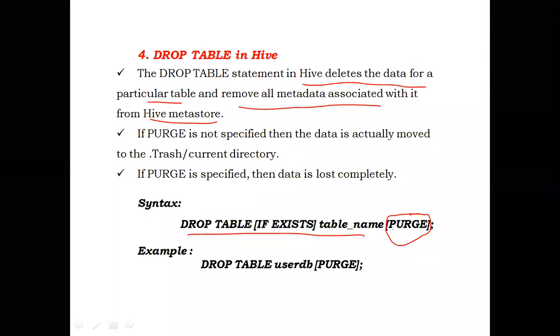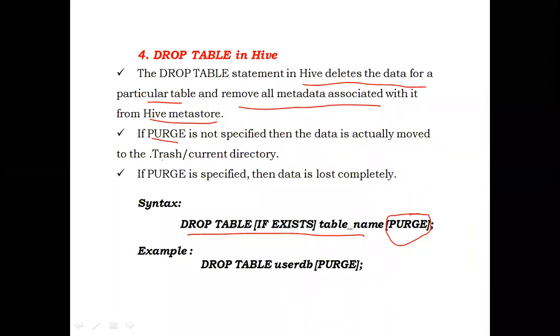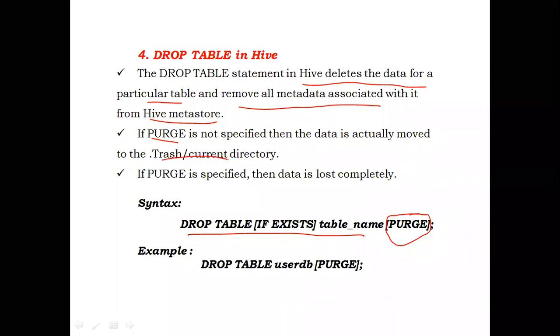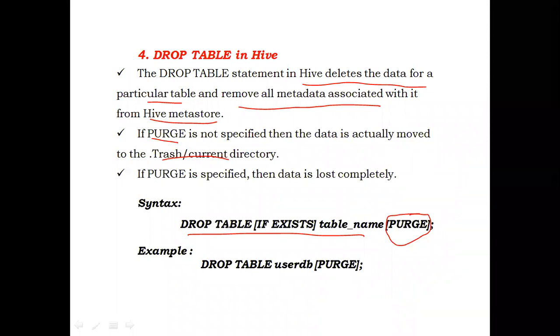What does this optional purge mean? If you specify the keyword purge, the data will be completely, permanently deleted. If you don't specify purge, even though you drop the table, the data of the table will be stored in the trash of the current directory.